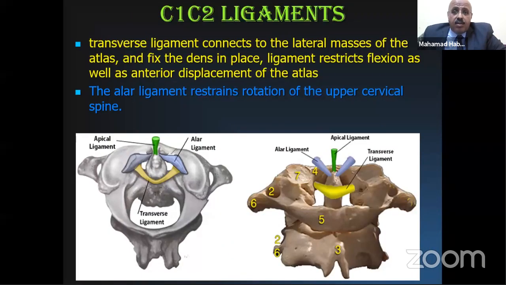C1, C2 ligaments. There are two important ligaments. If you see the photo, the yellow one and the blue one. The yellow one, the transverse ligament, connects the lateral masses of the atlas and fixes the dens in place. This ligament restricts flexion as well as anterior displacement of the atlas. The alar ligament restrains rotation of the upper cervical spine.